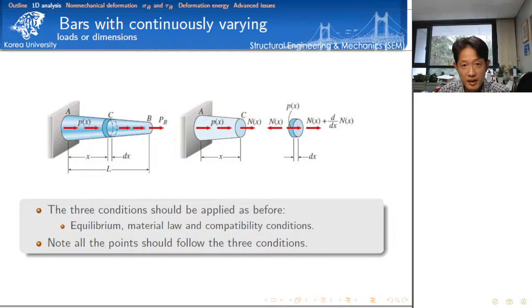Good morning. Today we're going to talk about a special case with continuously distributed load in a one-dimensional member. Up to last time, we discussed the one-dimensional problem with multiple concentrated loads, and I explained the different analysis procedures, starting from the force equilibrium, then checking the material law, and finishing our analysis by checking the displacement compatibility.